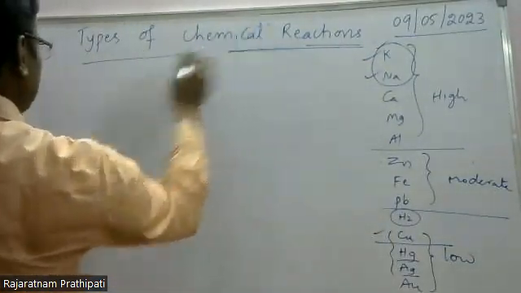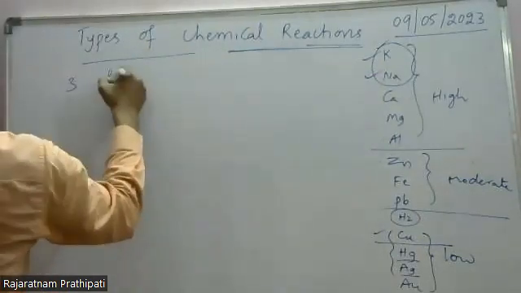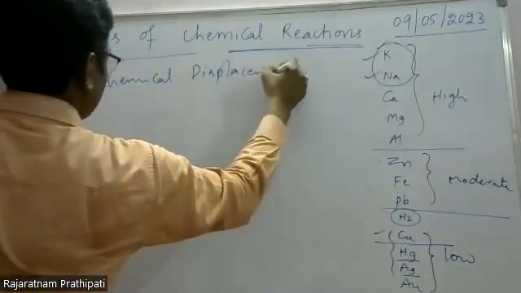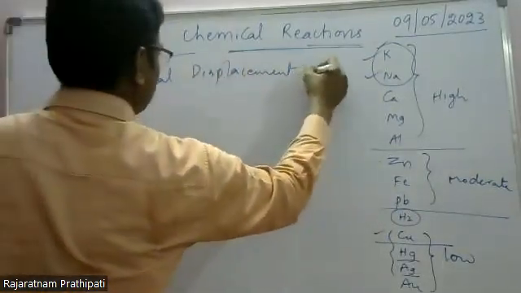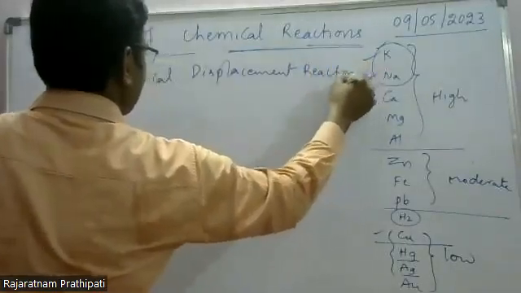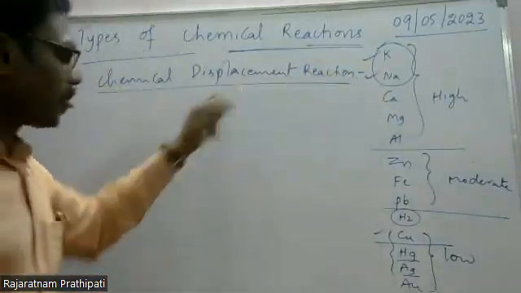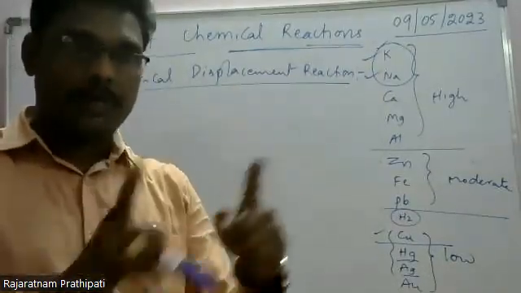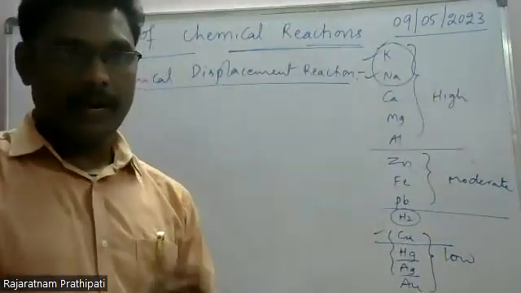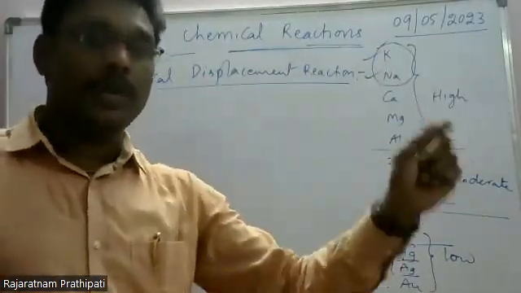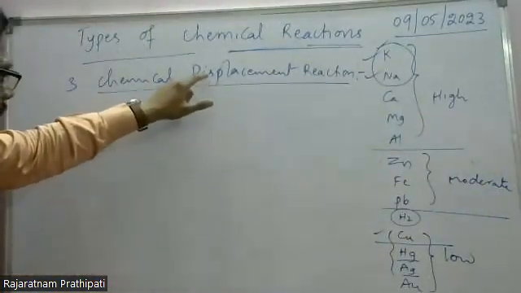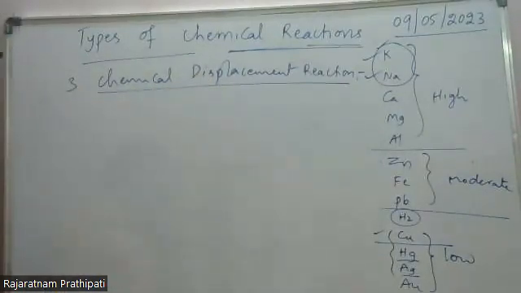Okay. In types of chemical reactions, the third type is chemical displacement reactions. So far we have discussed combination, decomposition. Combination means A plus B gives rise to AB. Decomposition, AB gives rise to A plus B. This is displacement. Look at this, very easy to understand. Displacement, also known as substitution reactions.